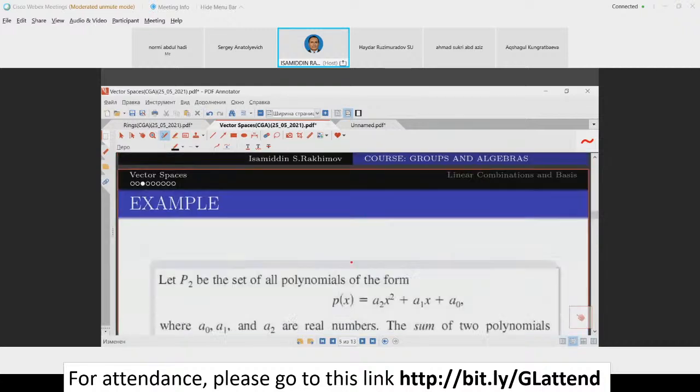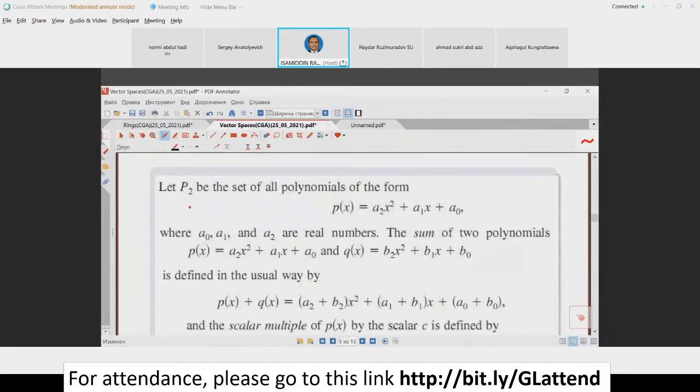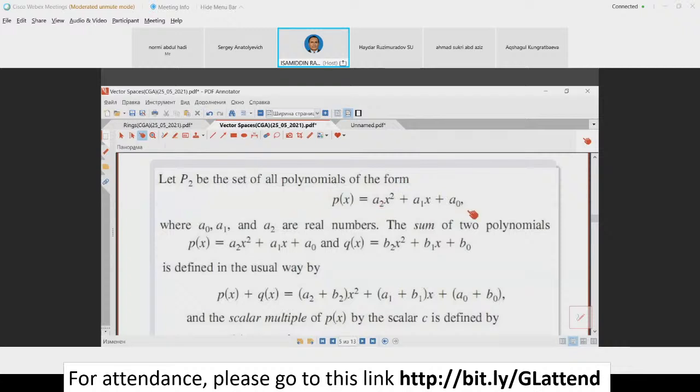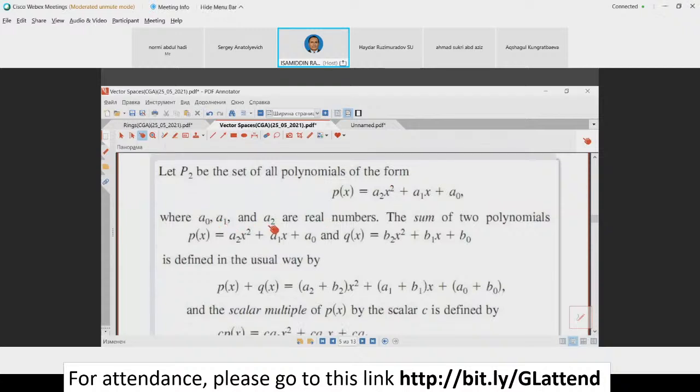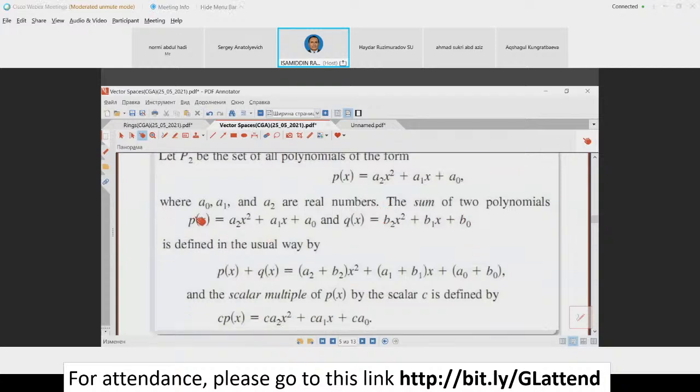Okay, so now examples of vector space. The first example is P2, the set of all polynomials of this form over real numbers. You can see the degree of polynomial is 2. A0, A1, and A2 are real numbers. Summation operation is given as follows. If you take P as a polynomial of degree 2, here also polynomial degree 2. No, in general, it may be degree 1.